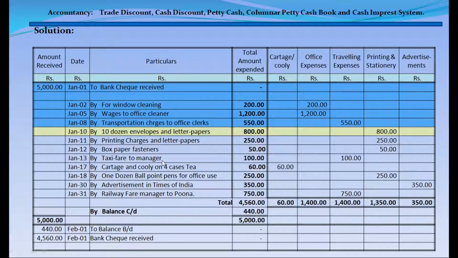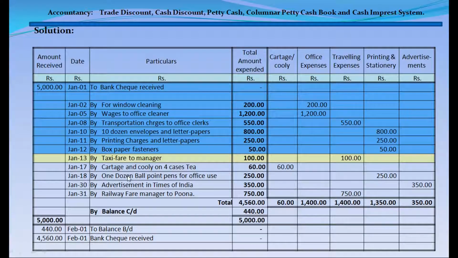On January 10, by 10 dozen envelopes and letter papers 800. This he has recorded in the printing and stationery column. On January 11, he incurred again for printing charges and letter papers 250. So he put this again in the stationery column. January 12, by box paper fasteners 50 rupees has been paid. So we have to record this again in the printing and stationery column, 50 rupees.